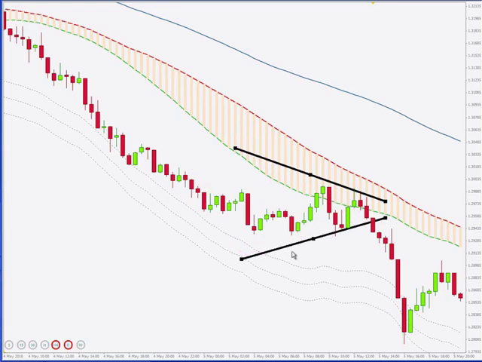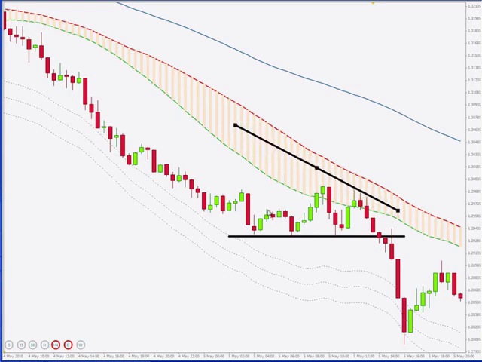And what if you were trading a breakout of a flat bottom triangle? Well, let's actually draw a flat bottom triangle on my chart.